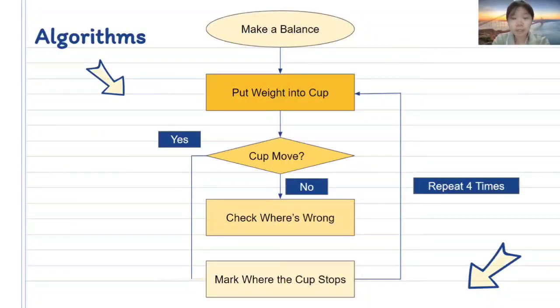So this is the flow chart. First, we need to make a balance. We need to put weight into the cup and identify if the cup moved. If no, check what's wrong. And if yes, mark where the cup stops. And this step we need to repeat 4 times.